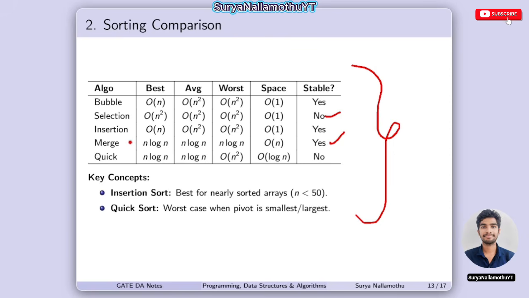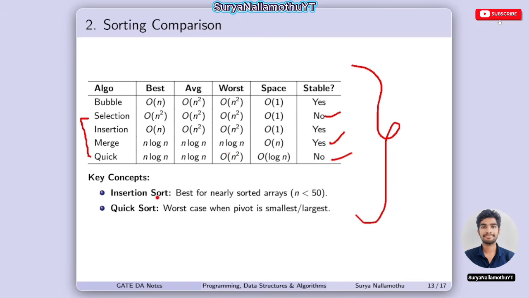Another point is for quick sort: the best case and average case are the same. The worst case is O(n²). The space is O(log n). It is not stable. So selection sort and quick sort are both not stable, and merge sort is stable, and it is the same for the best, average, and worst cases in all scenarios.